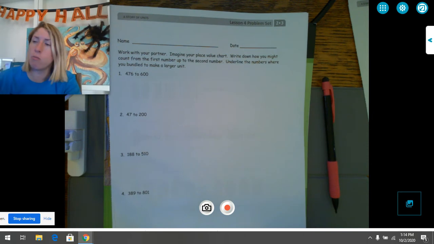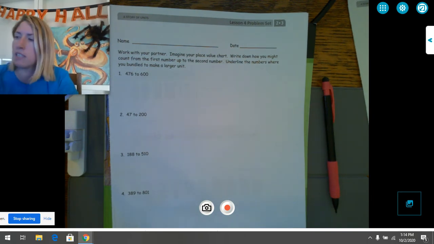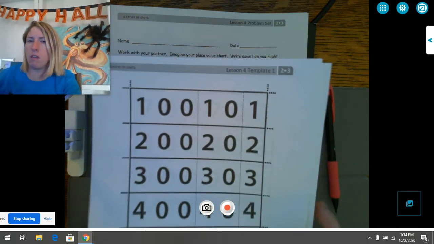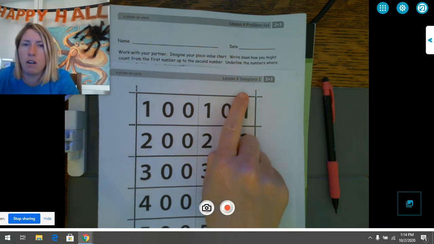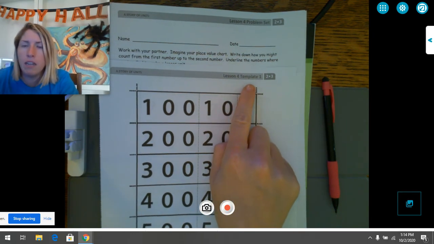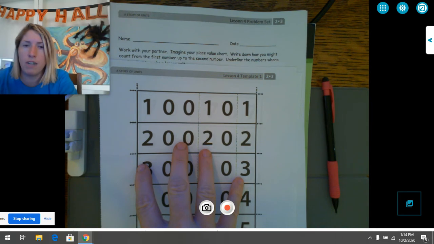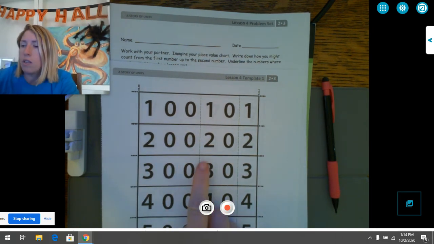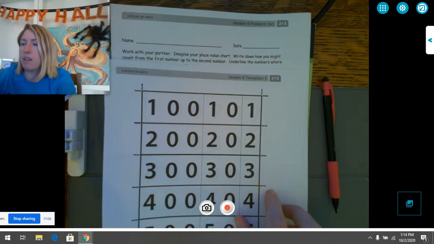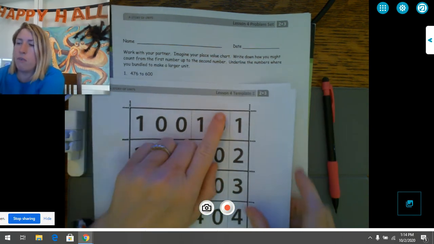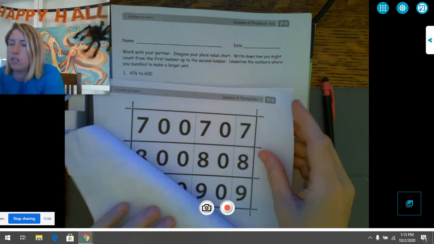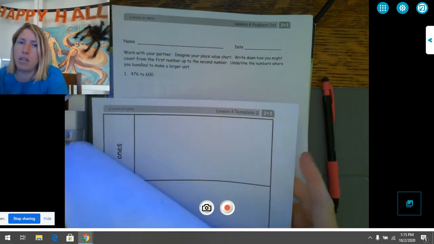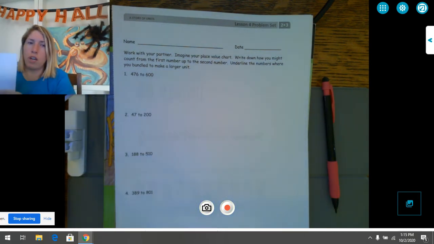Now, something I want to tell you before we get started, you'll notice that lesson 4 has something that I don't know if you've seen in our other lessons, but it's called a template. I don't want you to get rid of this. We're going to need it, not today, but we're going to use it in one of our future lessons. So this page that says template, there are 3 of them for lesson 4. 1, 2, 3 template pages for lesson 4. And I don't want you to get rid of those, okay?